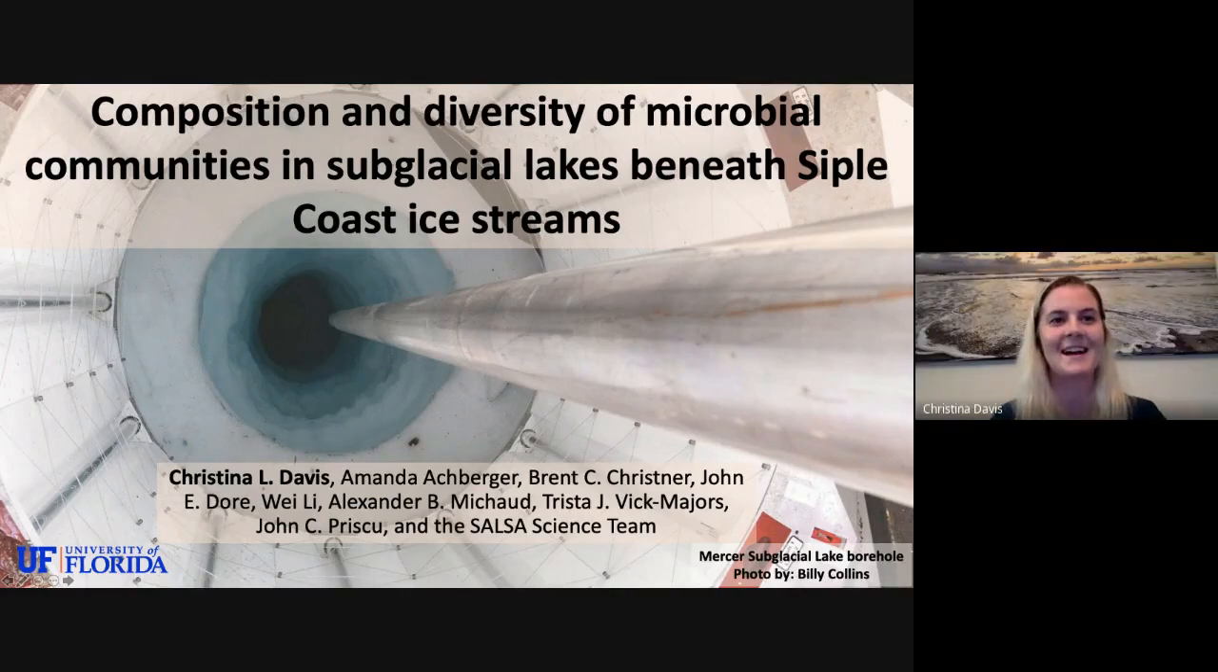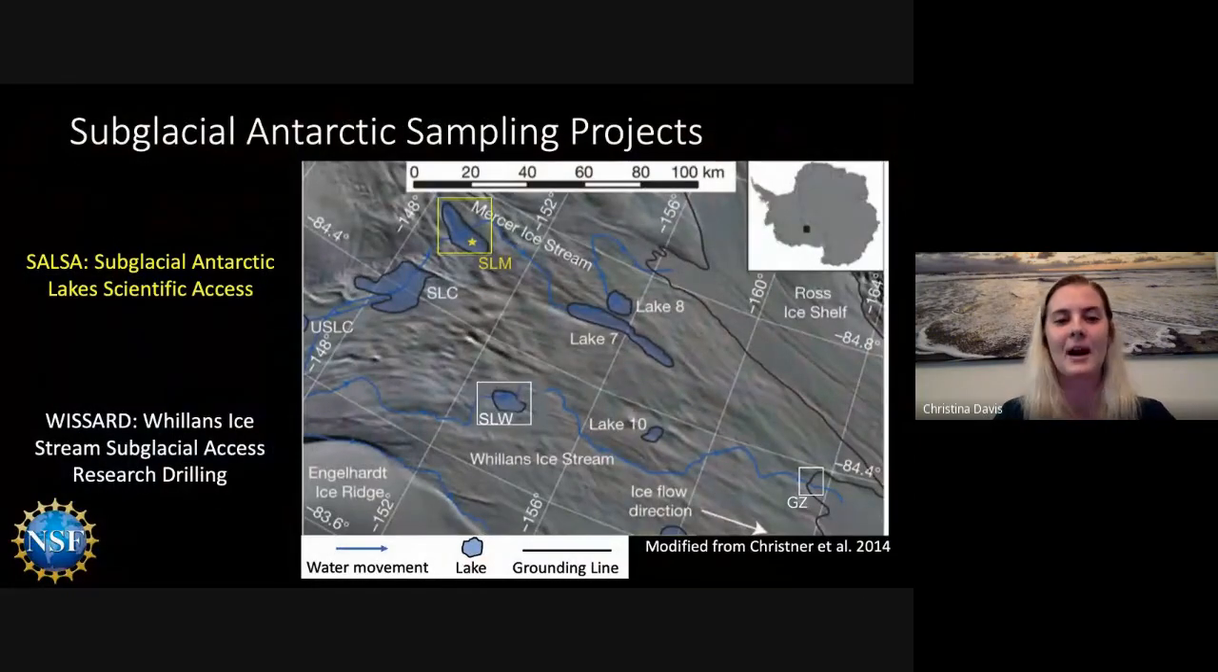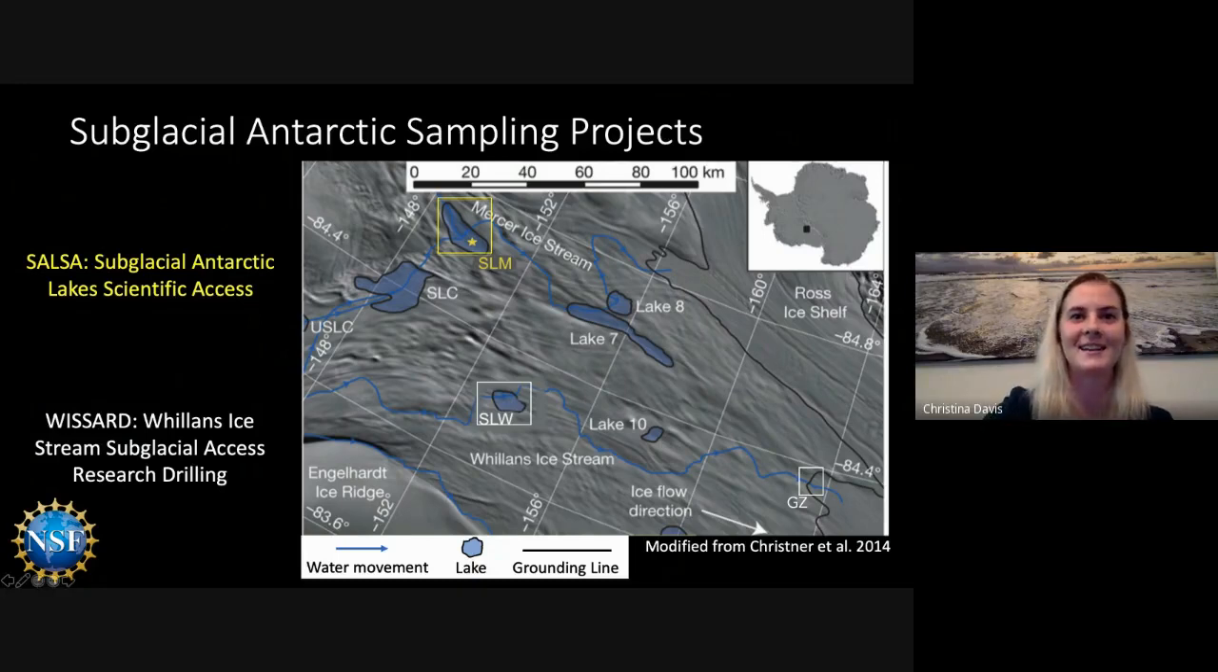Hi, I'm Christina. I'm part of the Brent Christner Lab at the University of Florida, and I'll be talking about the composition and diversity of microbial communities in subglacial lakes beneath Seapole Coast ice streams. So here is a picture of the borehole we drilled a kilometer through the ice to access a subglacial lake. And so this project that I was on is based off another project called Wizard that sampled 2 other subglacial sites. So one was a subglacial lake, Willans, which you can see here.